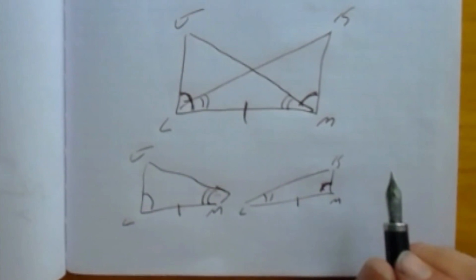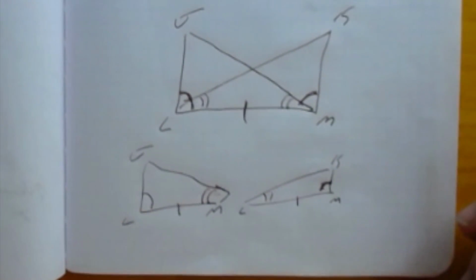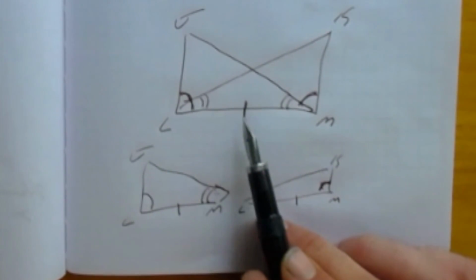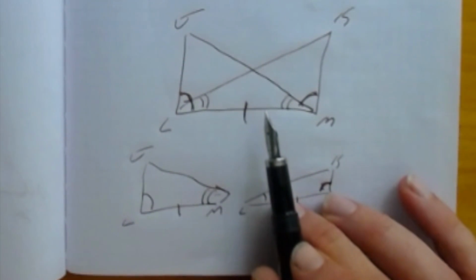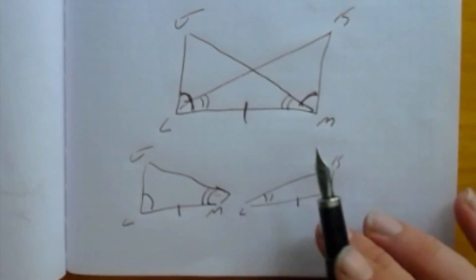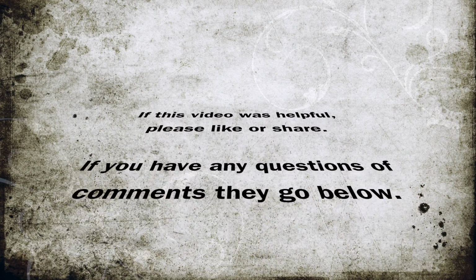But shared sides is a very common trick that they'll try to play on you in the state testings, in the Common Core testings. So if two angles and the included side of one triangle are congruent to two angles and the included side of another triangle, then the triangles are congruent to each other. Remember, math rocks with a capital M.